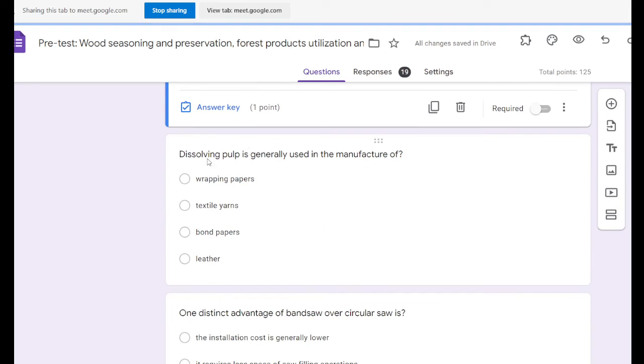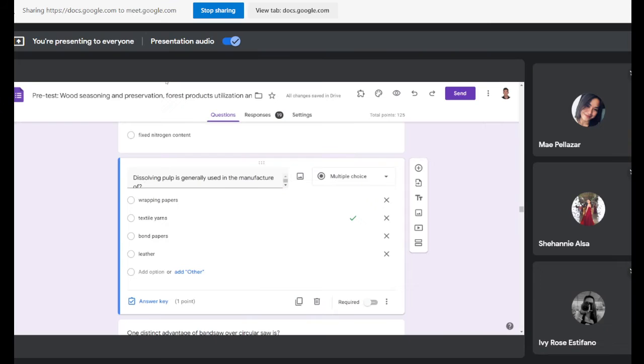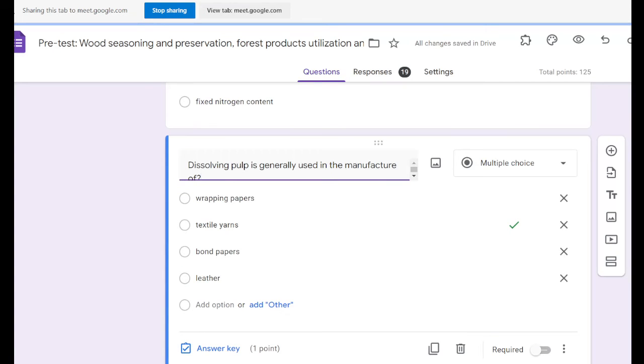Next, dissolving pulp is generally used in the manufacture of... Correct answer is textile yarns. Okay? Textile yarns. So, for example, viscose rayon, synthetic yarns.